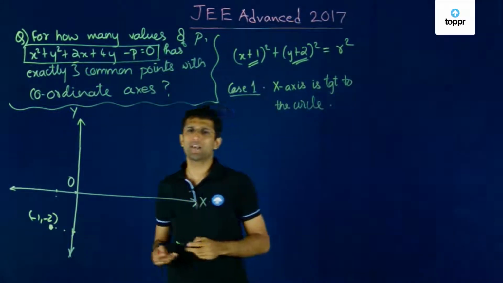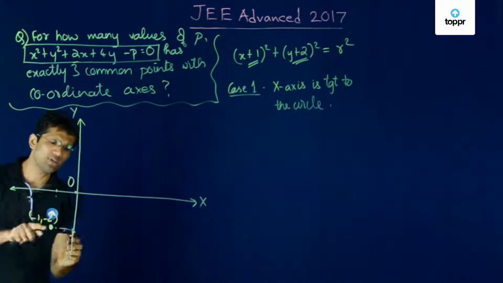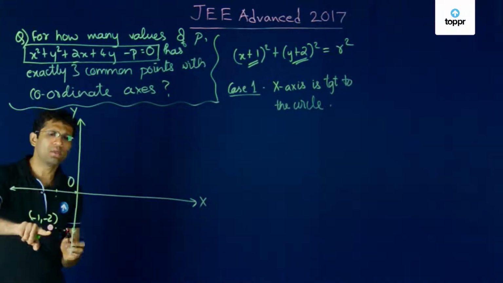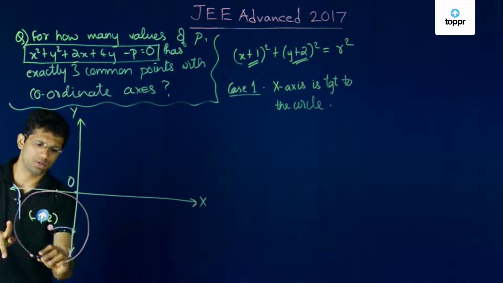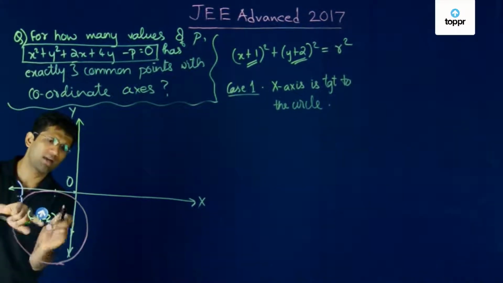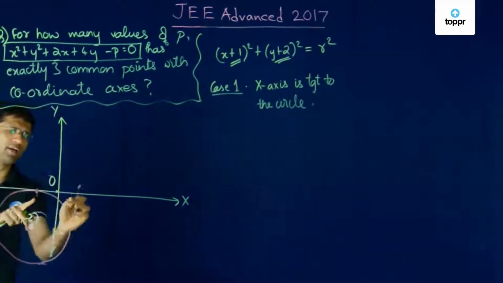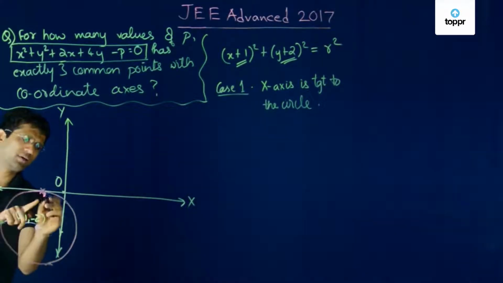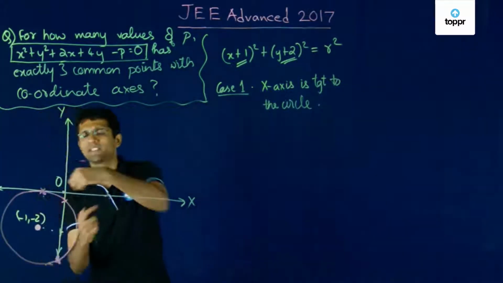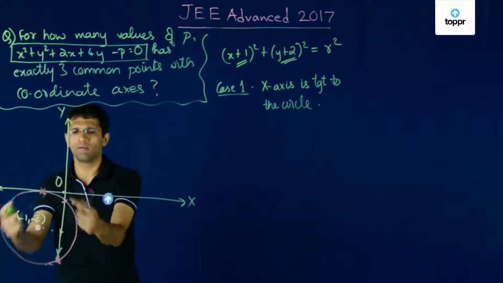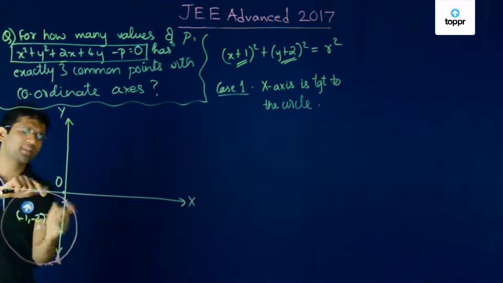Now if you consider such a case and draw a circle that satisfies it, that is, the x-axis is a tangent to the circle, then because the center of this circle is at (−1, −2), such a circle will look like this. So now we have a circle wherein this is the center and the x-axis is a tangent to the circle. This is one possible circle because it meets the coordinate axis at 3 distinct points. This is the first point, this is the second, and this is the third point. So at least for this circle there is a certain value of p for which it will cut the coordinate axis at 3 points.